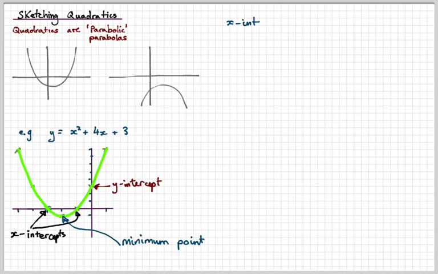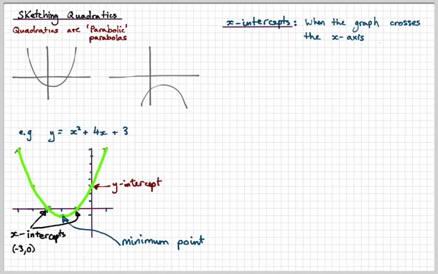So the x-intercepts first. So the x-intercepts are when the graph crosses the x-axis. Okay? If we look at the example on the bottom left here, the x-intercepts, well, when does it cross the x-axis? It crosses at -3, 0 and -1, 0. These are the x-intercepts.